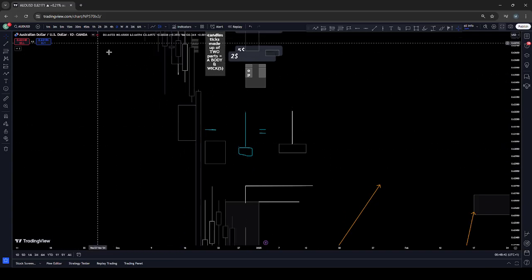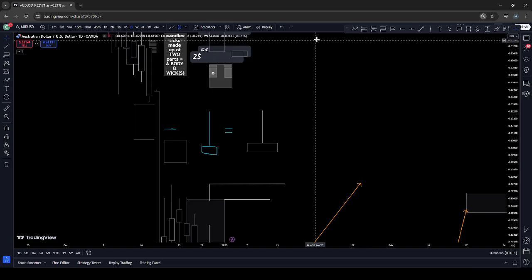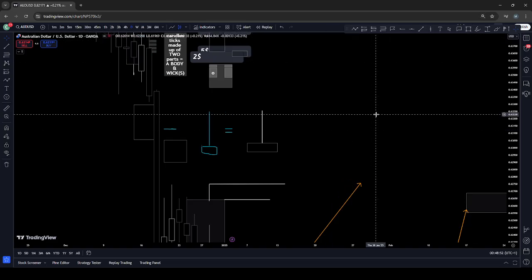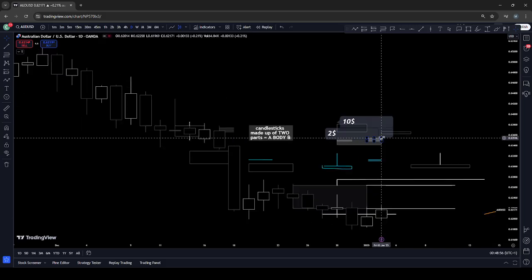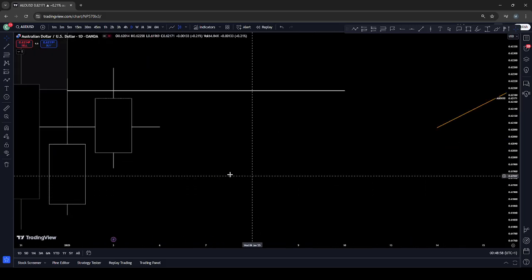Now let's go to the chart and let me show you. I'm on the daily time frame, as you can see on my cursor here. As you can see, this is the daily time frame. So I'm just going to reset the chart. Let's try to pick just one day.